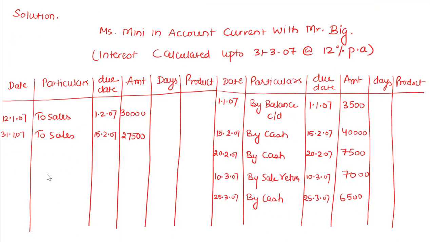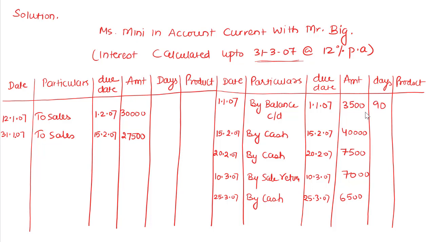Now just calculate the number of days. In the opening balance, both the dates should be taken into consideration. So for the calculation of opening balance, the number of days, 1/1/2007 to 31st March 2007, both the dates should be taken into account. So January 31 days, February 28 days, and March 31 days, total 90 days.